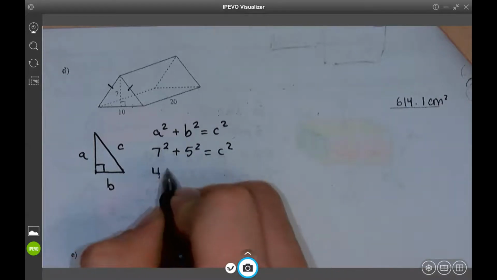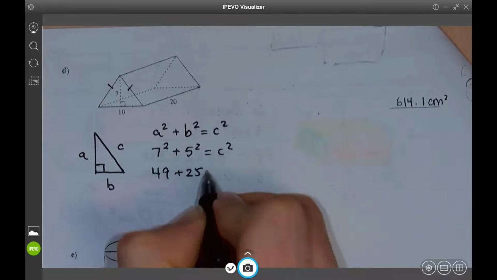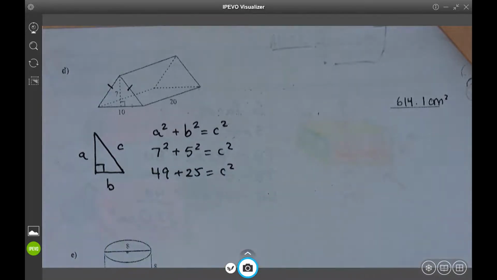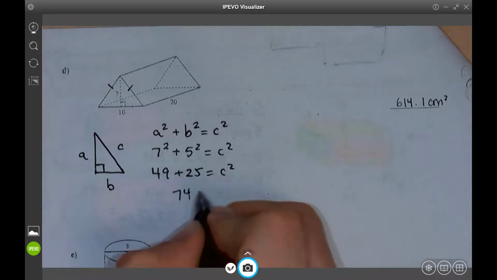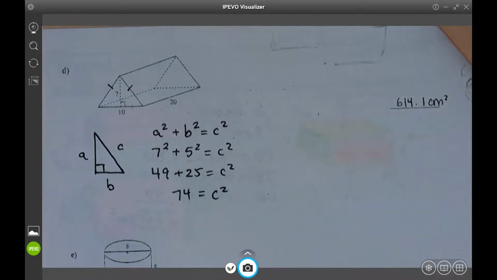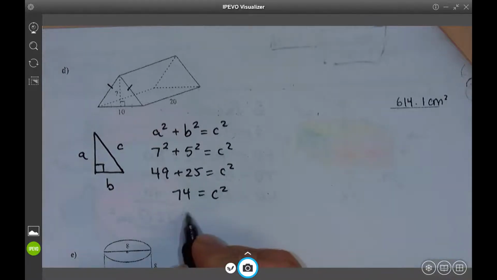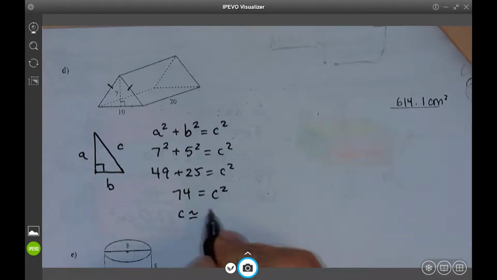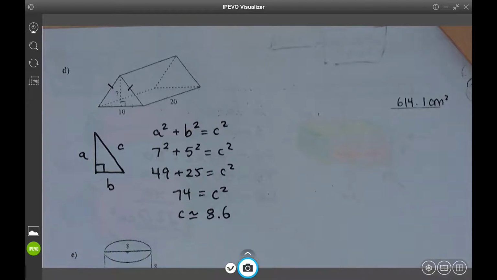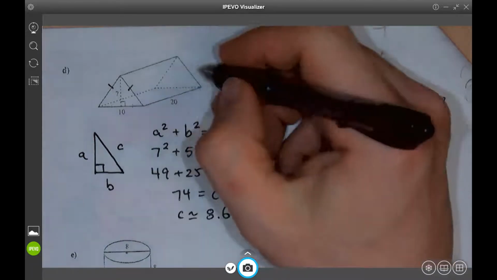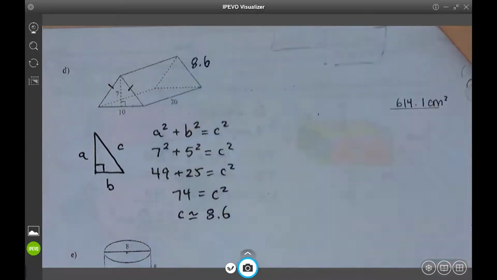That's 49. That's 25. We add those together using a calculator. That's 74. And 74 is not a perfect square. So we're going to get a decimal number here, but that's okay. We'll use it. Square root of 74 is going to be about 8.6. All right, so our length here is going to be 8.6.